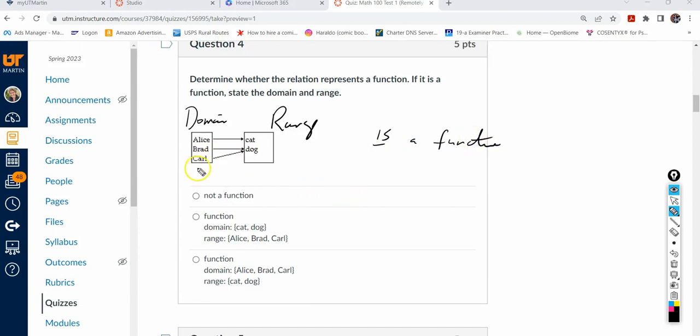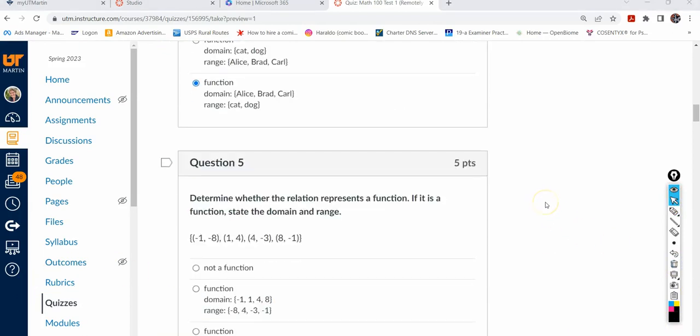And the domain is going to be the set on the left. So the domain is going to be Alice, Brad, and Carl, and the range is going to be cat and dog. So we get that. Okay.